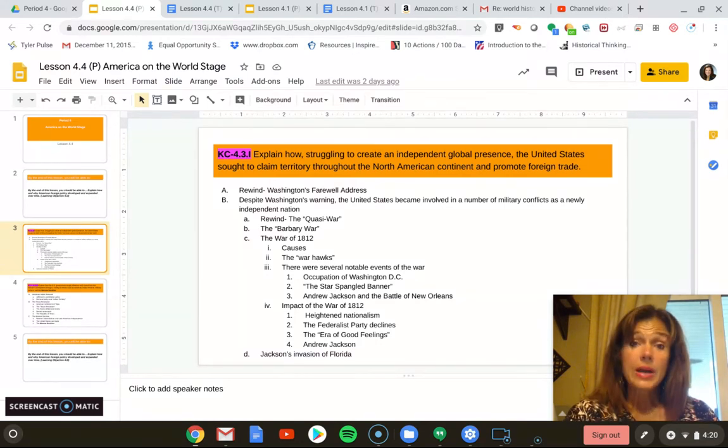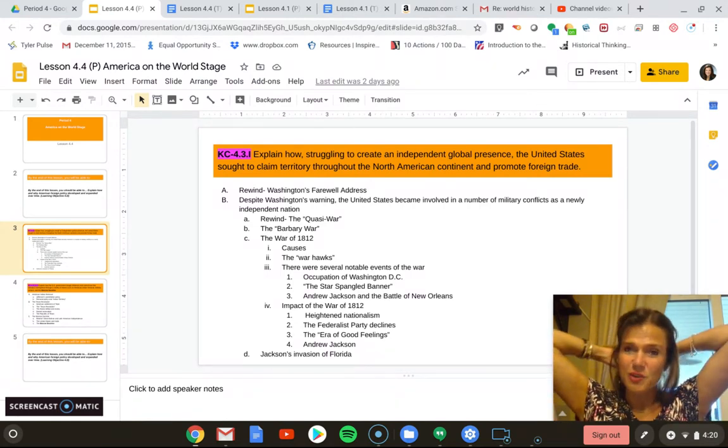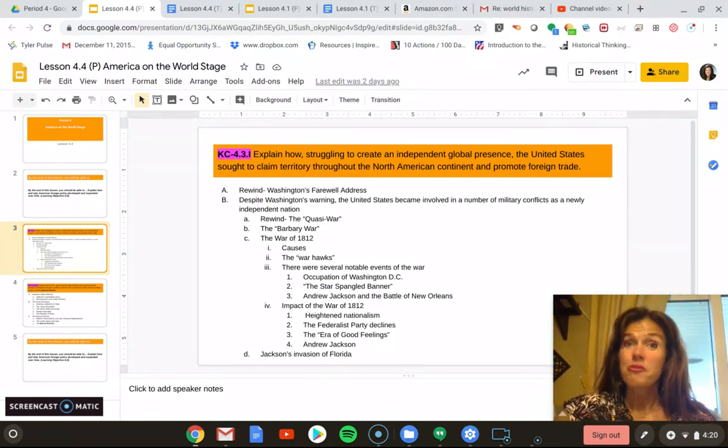However, because of Jackson's occupation, the Spanish become willing to let go of Florida, and we are able to buy it, thus expanding into more Western lands. So even though he did it without congressional or presidential approval, it once again proved to be a victory because we were able to gain Florida.